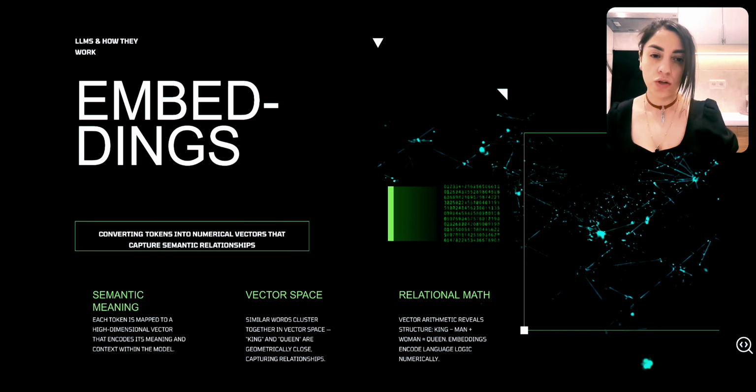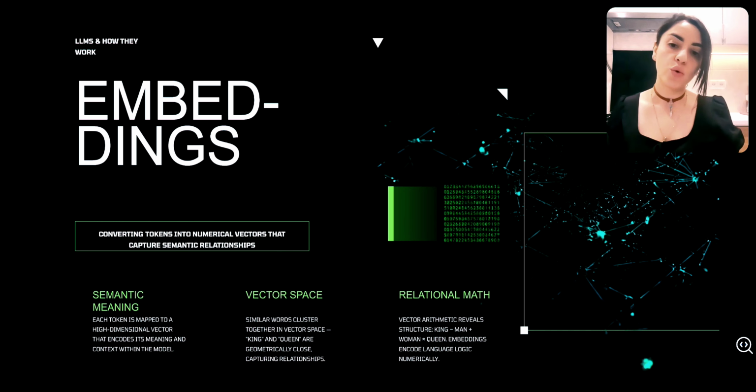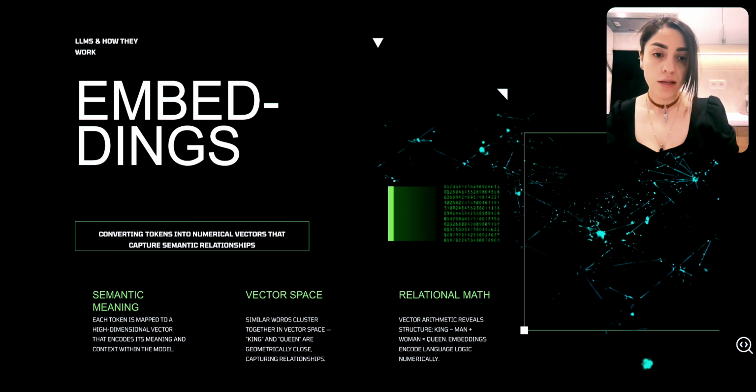Embeddings allow the model to work with meaning mathematically, and it is very important to understand that these relationships are learned from patterns in training data. No human manually defines the exact numerical meaning of each word.